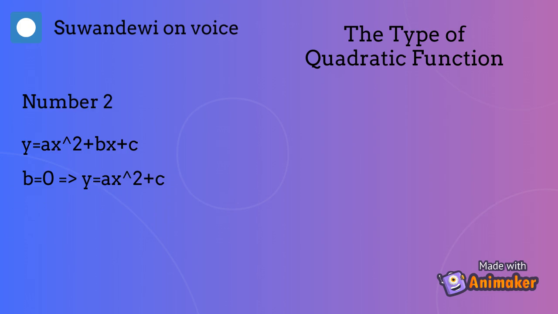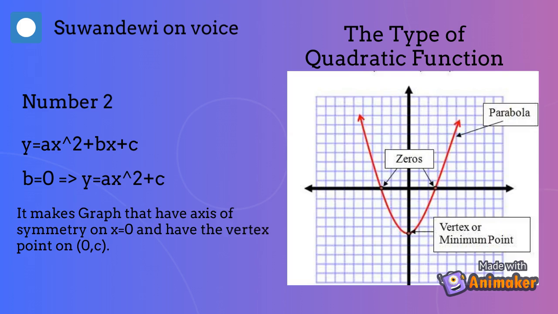Number 2, y equals ax squared plus bx plus c, and then if b equals 0, the quadratic function formula changes to y equals ax squared plus c. It makes a graph that has its axis of symmetry at x equals 0 and its vertex at 0, c. You can see it in picture number 2.